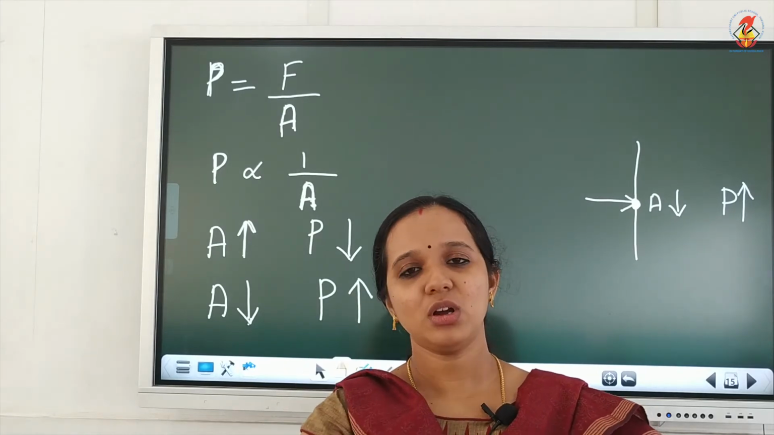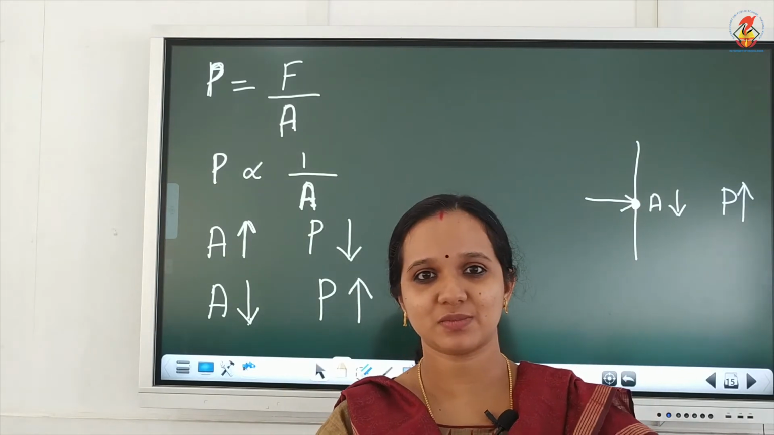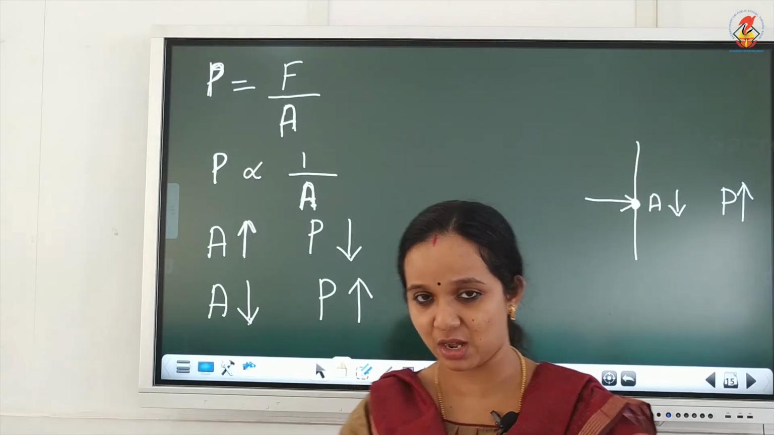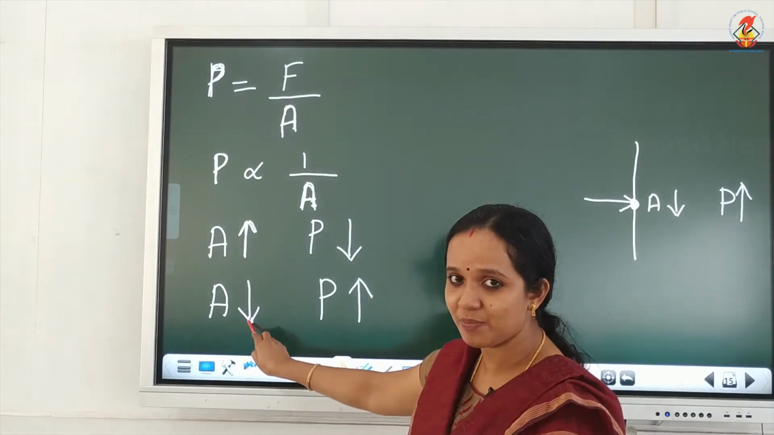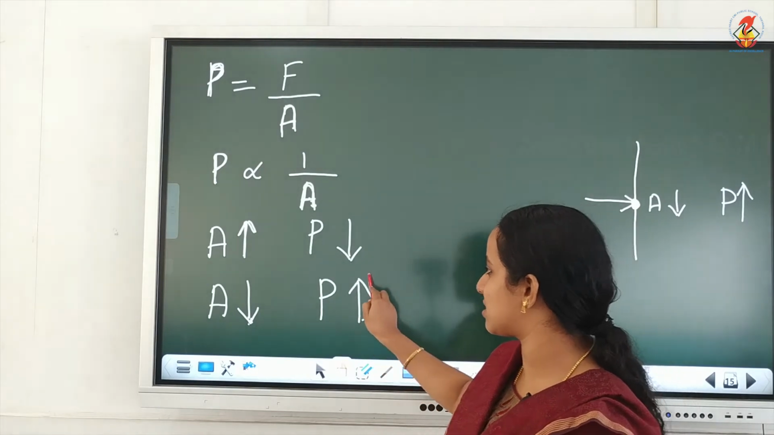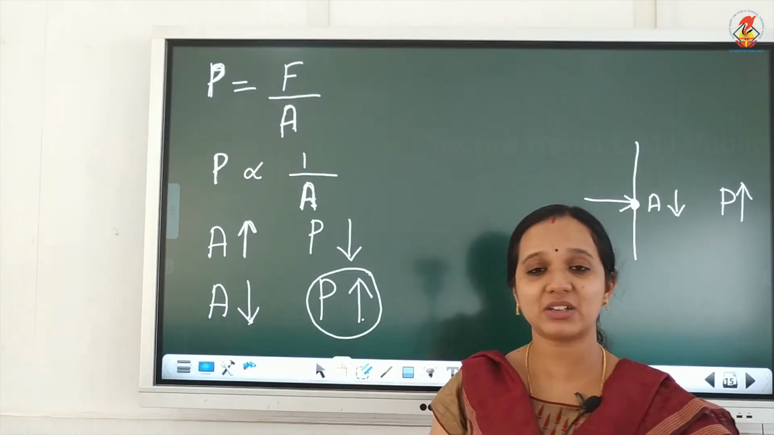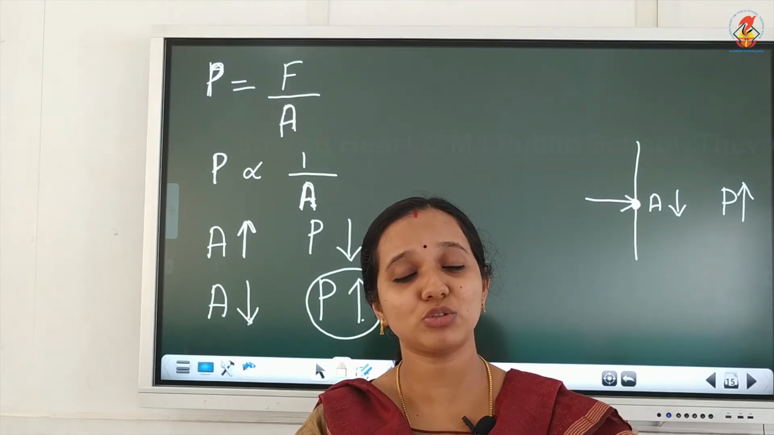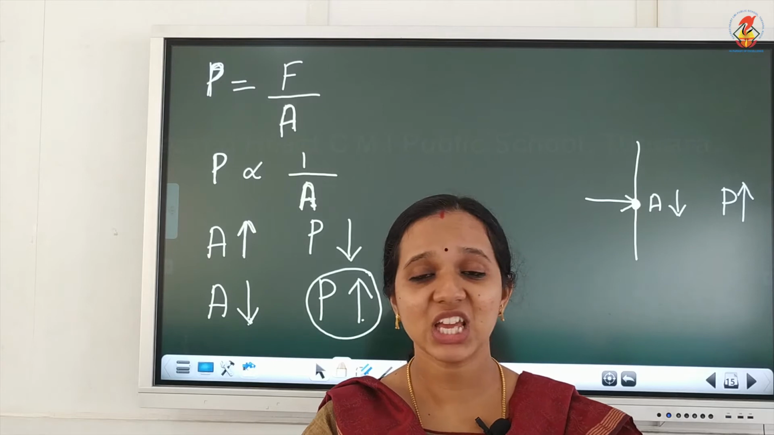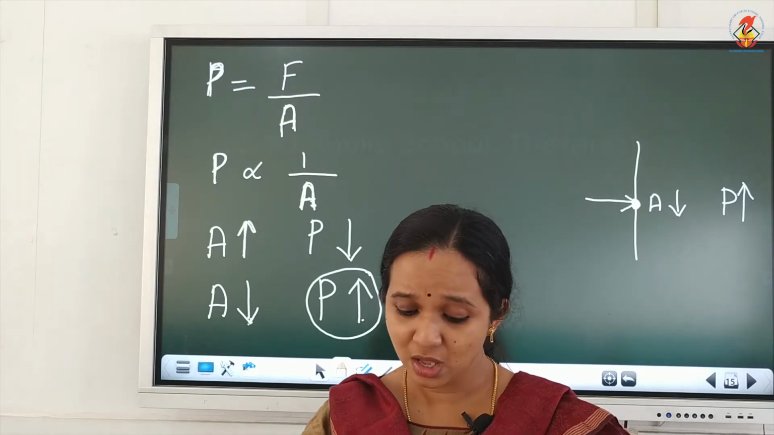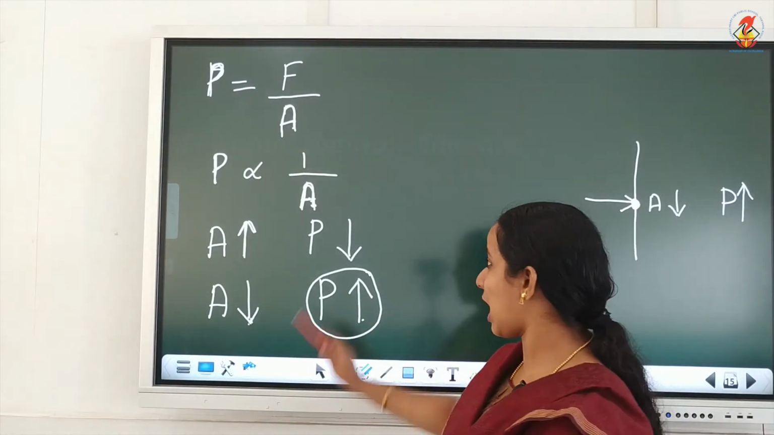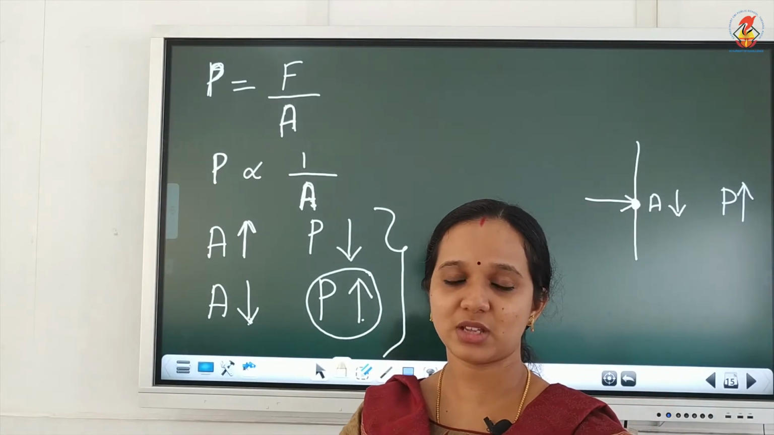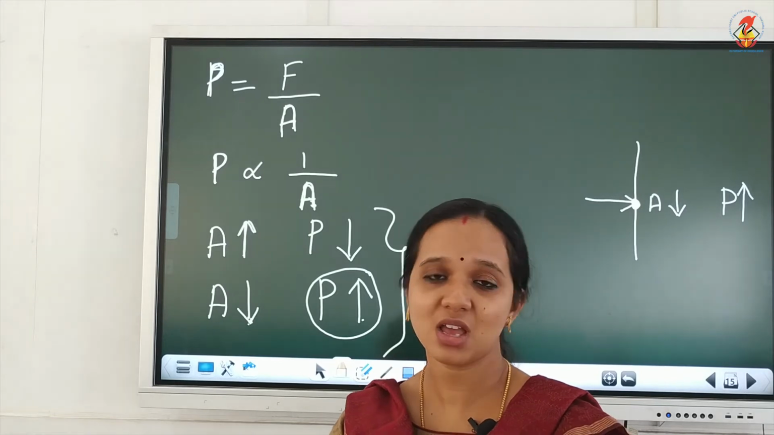Now, why do knives have sharp edges? Again, sharp edges will minimize area, which in turn increases the pressure. So, this increased pressure helps us to chop vegetables very easily. Okay. So, you can expect many application questions based on these points, as the inverse proportion of pressure and area.